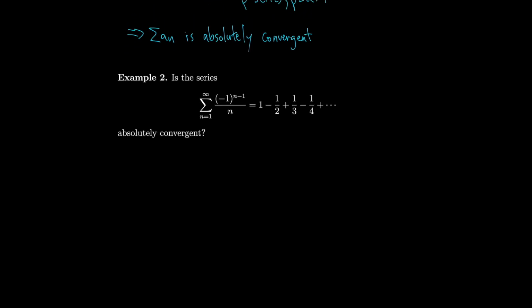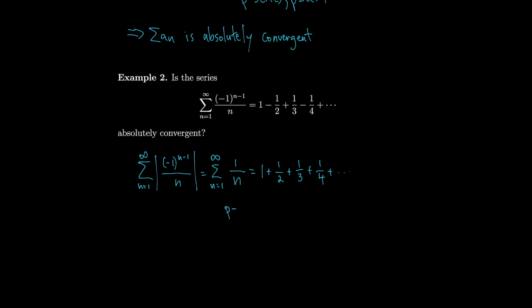How about the series over n instead of n squared? Well, we do the same thing as before. We write it out with the absolute value. And that means that this minus 1 in the numerator is going to disappear and just become a 1. So we get the series 1 over n, which is 1 plus 1 half plus 1 third plus 1 fourth, and so on. And that's our old friend, the harmonic series, or a p series where p is equal to 1, which we know diverges. So that means that our series is not absolutely convergent. We don't have a definition for absolutely divergent, so we'll just say it's not absolutely convergent.